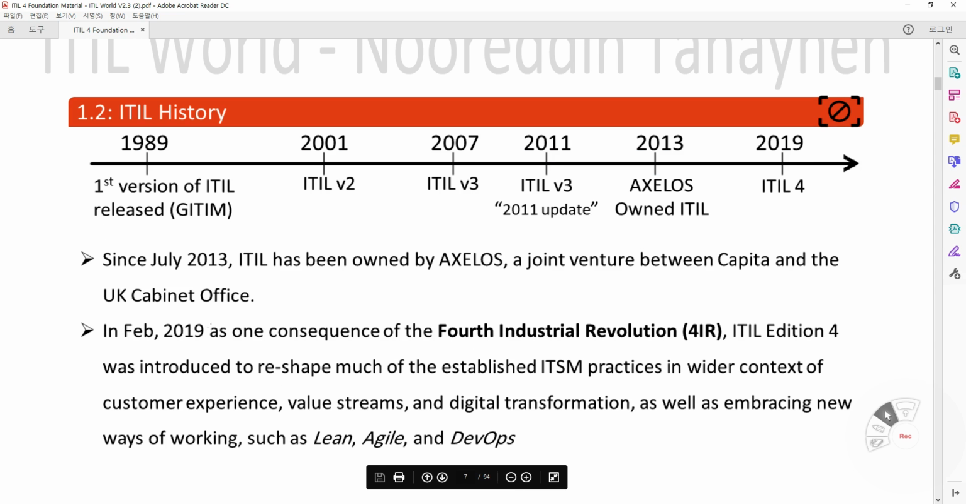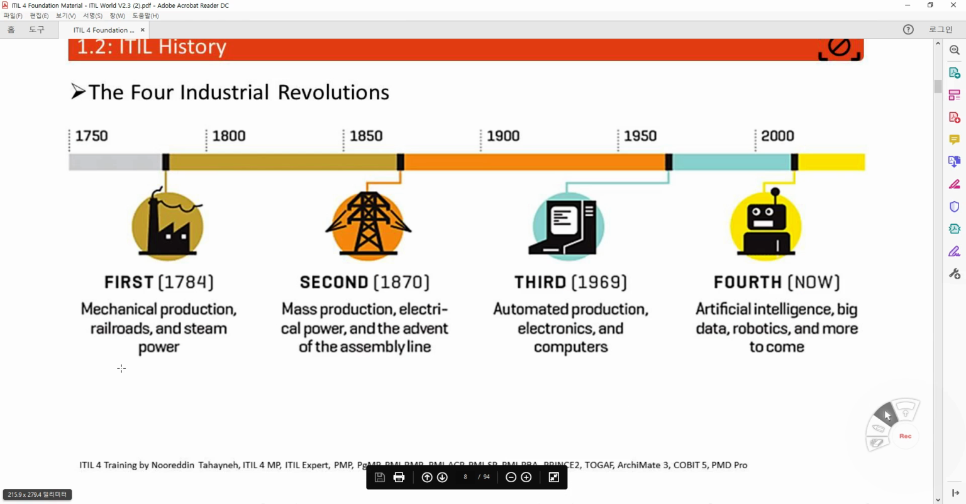In February 2019, as a consequence of the Fourth Industrial Revolution, ITIL 4 was introduced to reshape much more established ITSM practices in a wider context of customer experience, value streams, and digital transformation, as well as embracing new ways of working, such as Lean, Agile, and DevOps. First, mechanical revolution: production, railroad, and steam power. Second, mass production, electrical power, and the advent of the assembly line. Third, automated production, electronics and computers. Fourth, artificial intelligence, big data, robotics, and more to come.